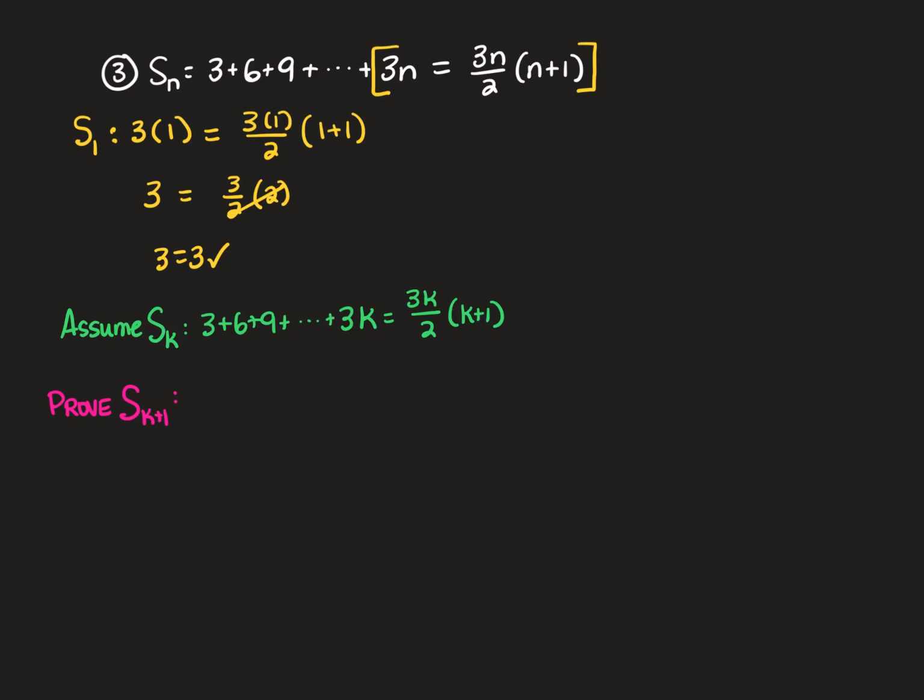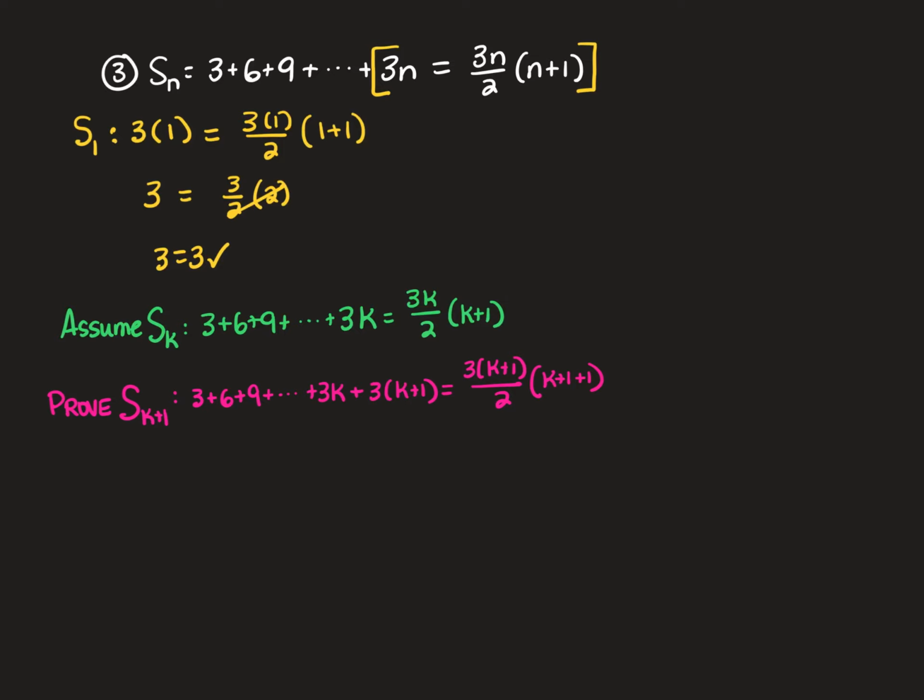So I have to write that S sub k plus 1. Now we can go to what we've already written, all the way up to 3k. And then I just go one more. So I say now instead of 3 times k, I'm going to do 3 times k plus 1. And I have to show that that is equal to, now again, instead of k, I'm going to have k plus 1, plus 1. So I have to show that those two statements are equivalent.